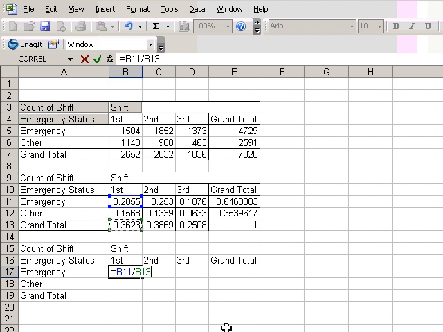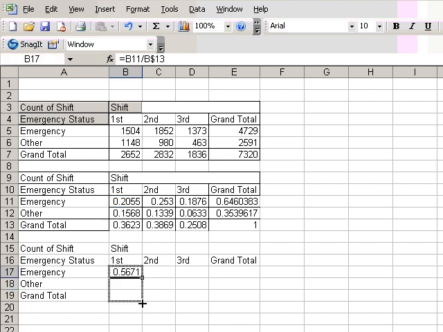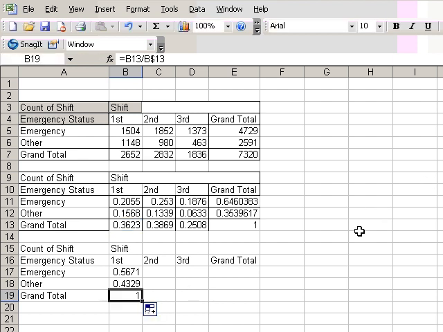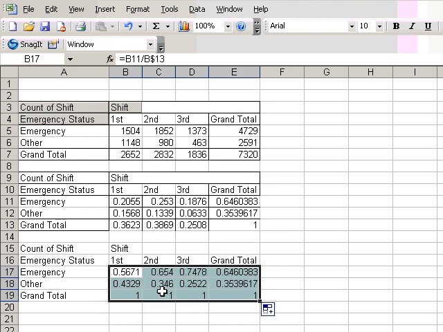Since we always want to operate in row 13, we will fix this with $13 and drag it all the way down. And since we're dividing here 3623 by 3623, we have a 1 in this marginal position. Now I'm going to copy this all the way across to grand total.